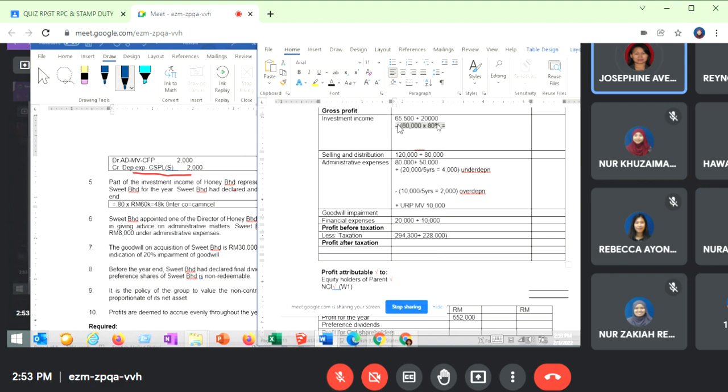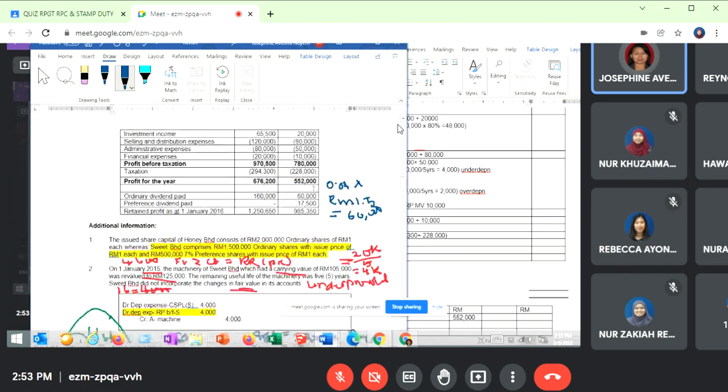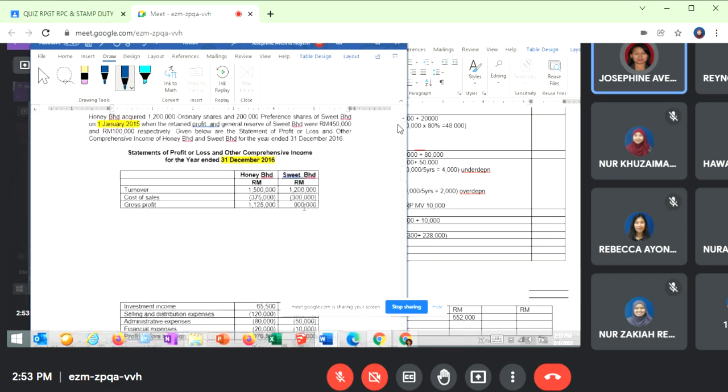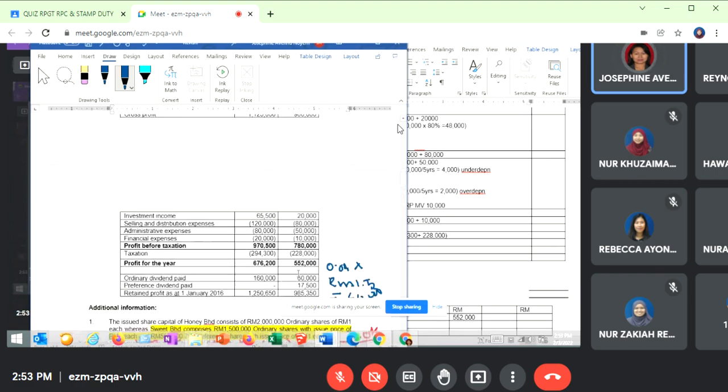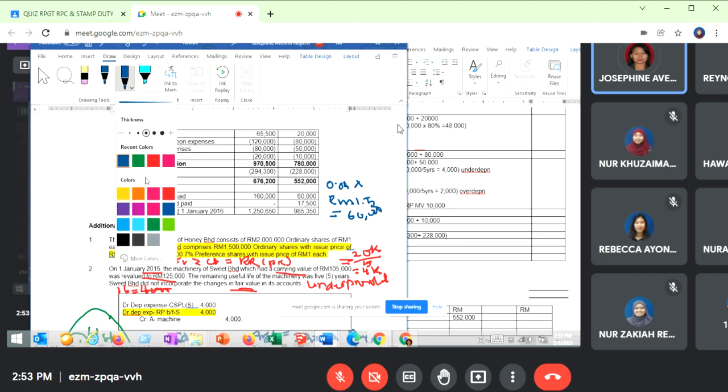Okay, so you minus the amount that is received, minus 48. And as for the amount 60,000 here, you see the 60,000 is taken out from the profit. So this figure is also cancelled out. We take out the parent share and that leaves the NCI share, so the NCI portion of the dividend.